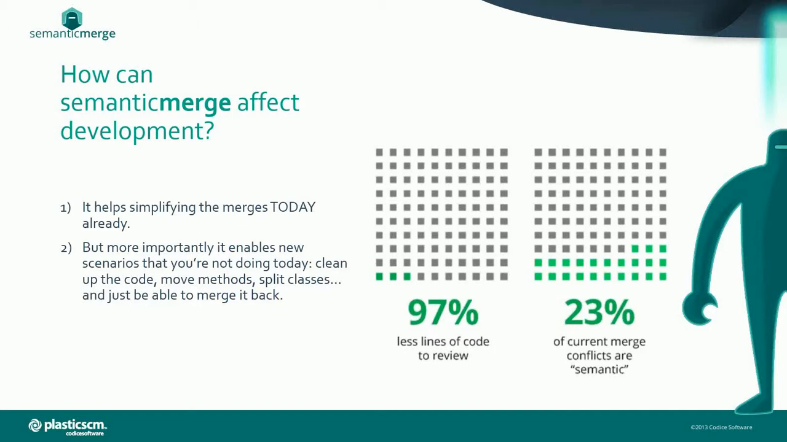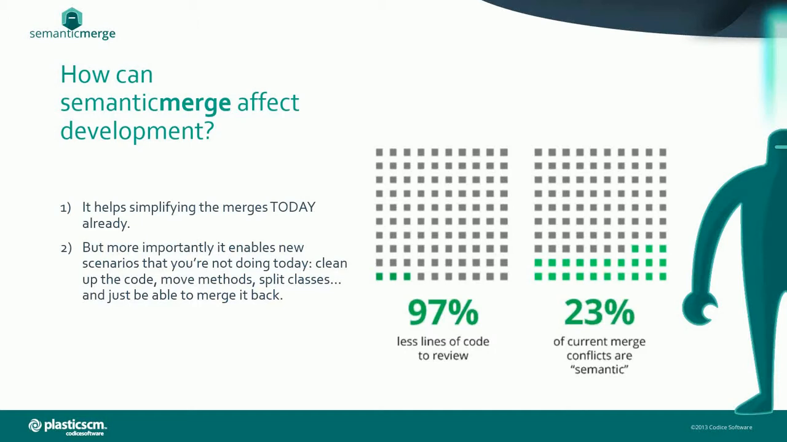Well, what we found out by rerunning a lot of merges, we downloaded several thousand repositories from the web, and also used repositories from some of our customers, is that today it already helps you simplify the merges, because about 23% of the current conflicts can be considered semantic, which means some method is moved a little bit or something like that, that Semantic will help.